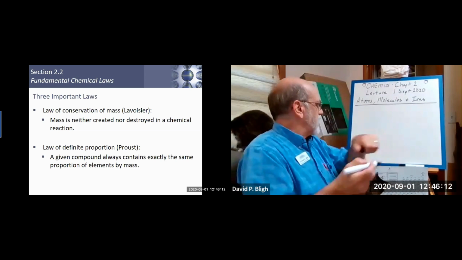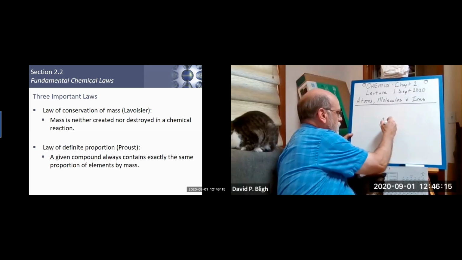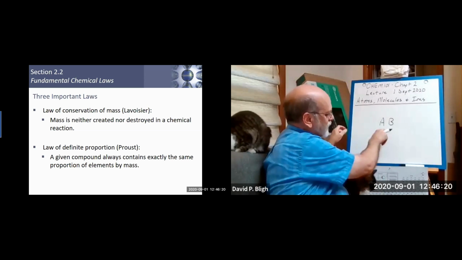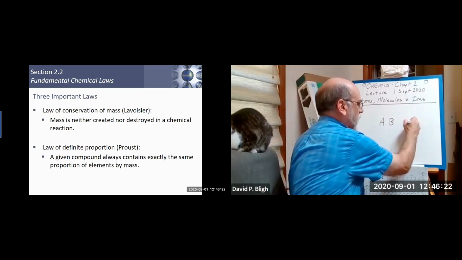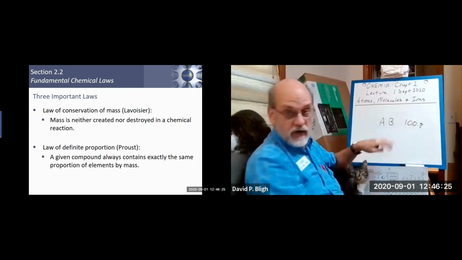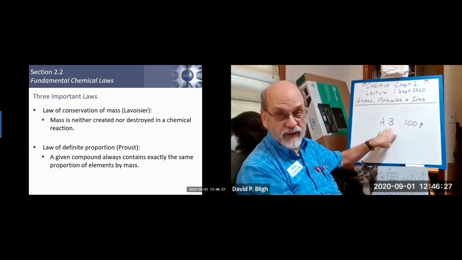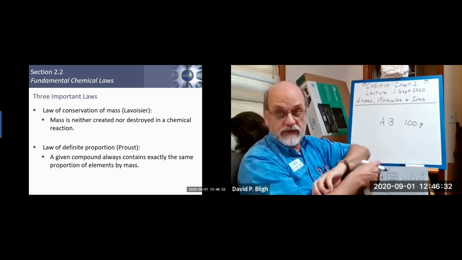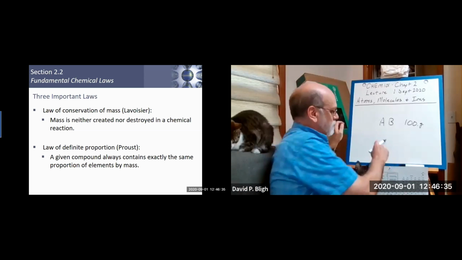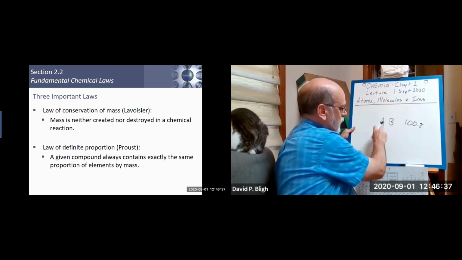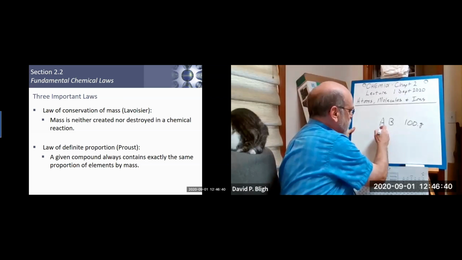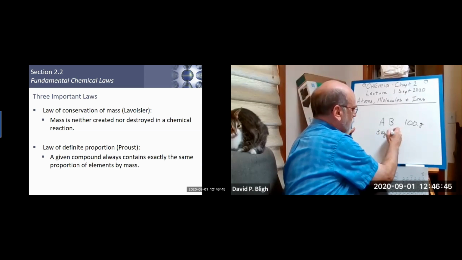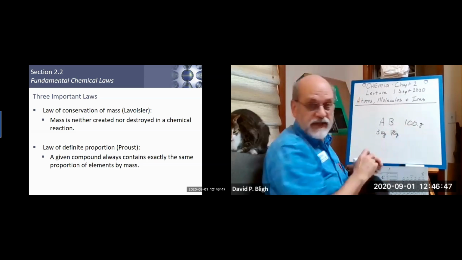So if we have something like, say we have those two elements, and say we have 100 grams of that compound, and we've determined that it's pure. That's important, it has to be pure. Then suppose we analyze it and say A happens to be 30 grams. So B is 70 grams.